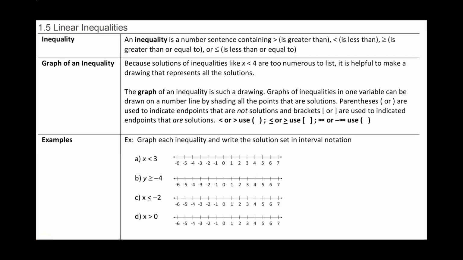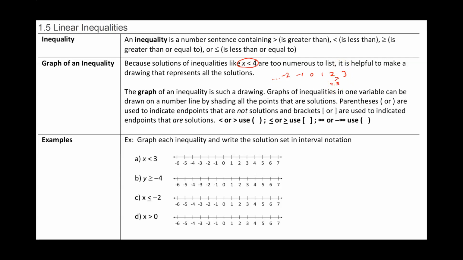In section 1.5, we will talk about linear inequalities. An inequality is an expression that has the symbol greater than, less than, greater than or equal to, or less than or equal to. Let's take a look at something like x less than 4. The solution to this inequality is any number that is less than 4, like 3 or 2 or 1 or 0 or -1 or -2, or even something like 2.5 or 2.4.